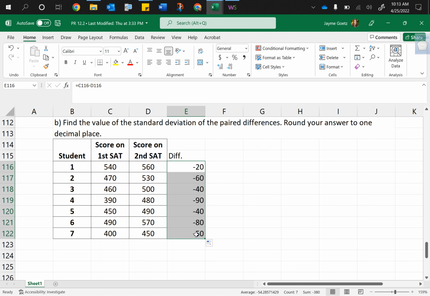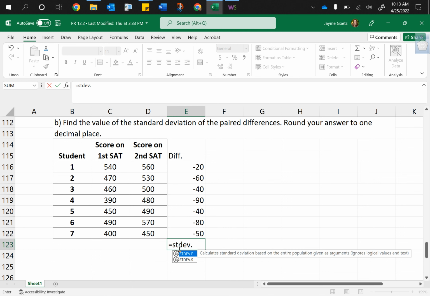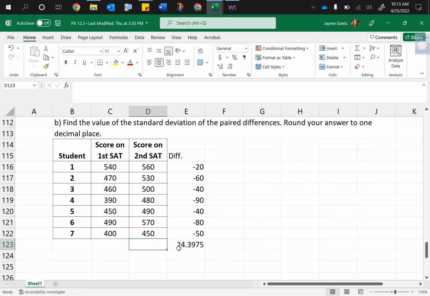First of all, based on what we talked about, I want you to look at all of the differences. Do you guys see all the differences? Are they all negative? Is that good or bad? That's good. That means they all made improvements. But now what they want me to do is find the value of the standard deviation of all of those guys. So what I'm going to do here is come down here and just say standard deviation dot S or dot P? S, very good. And I'm going to label it standard deviation.